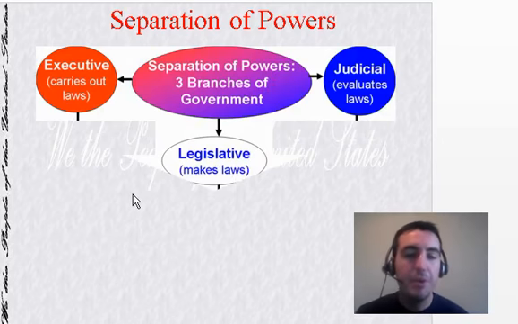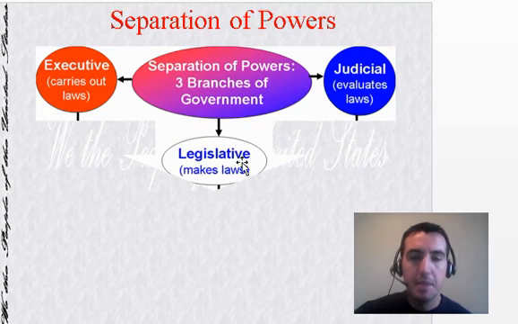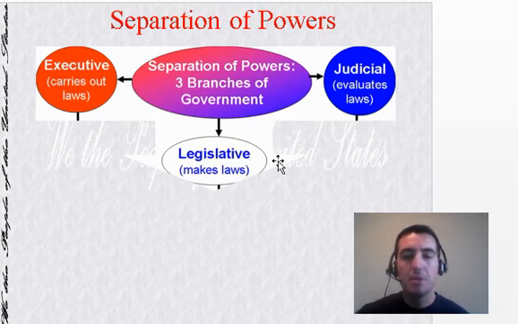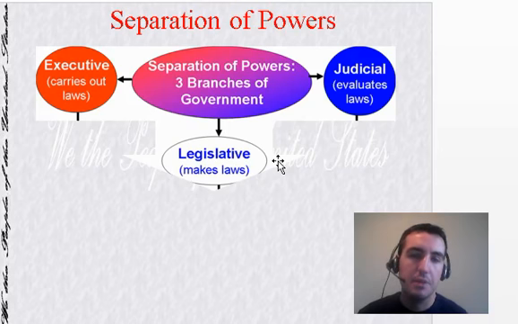So what does each one do? It starts with the legislative branch. That's Congress. They're the ones that make laws. They're the ones that come up with ideas for laws, discuss them, and decide if it's something that should be a law, if it's a good law. That's what the legislative branch does for the most part.